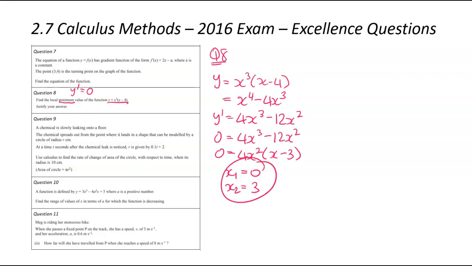So we've now got the 2 points. We now need to figure out, well, are they maximums or are they minimums? And we figure that out by doing the second derivative test. So y'', if we differentiate our differentiation, that's going to be equal to 12x squared minus 24x.